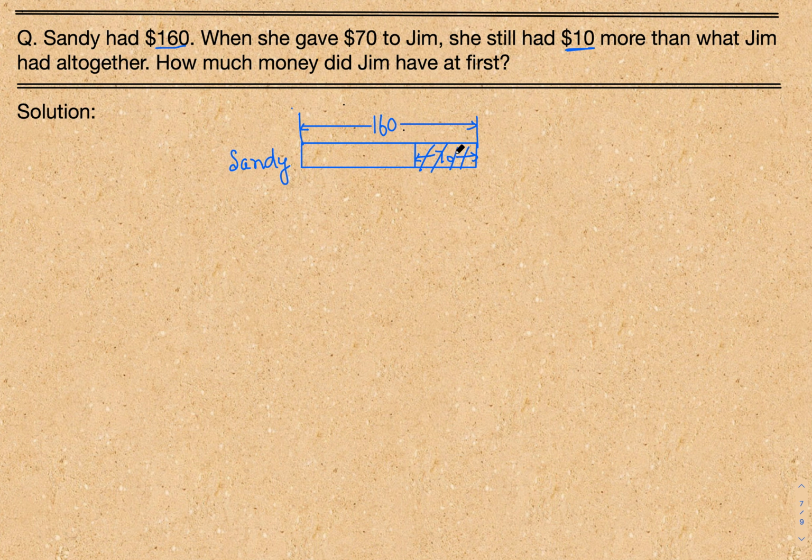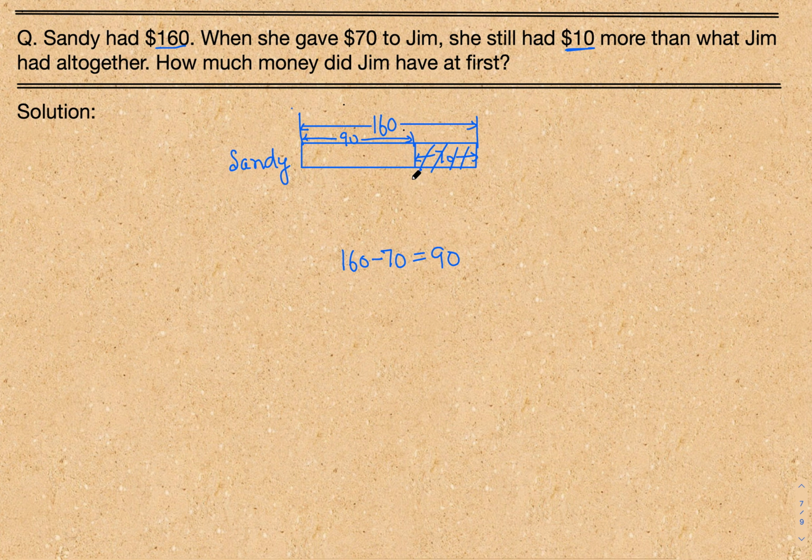Okay, so what is in the question is that even after giving $70, she is still 10 more than Jim. So what do you think, after giving $70, how much will she be left with? It will be 160 minus 70. So she will be left with $90. That means this whole thing here is $90. Okay, agree?